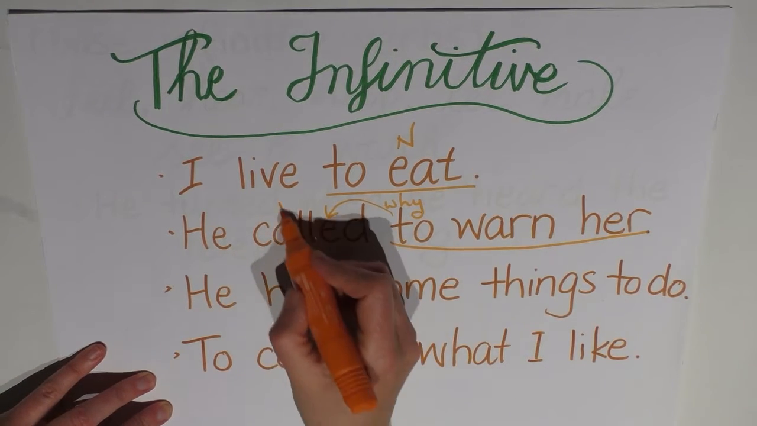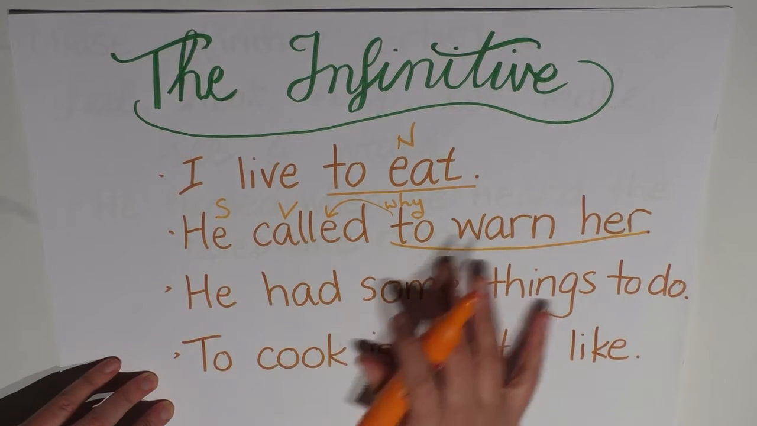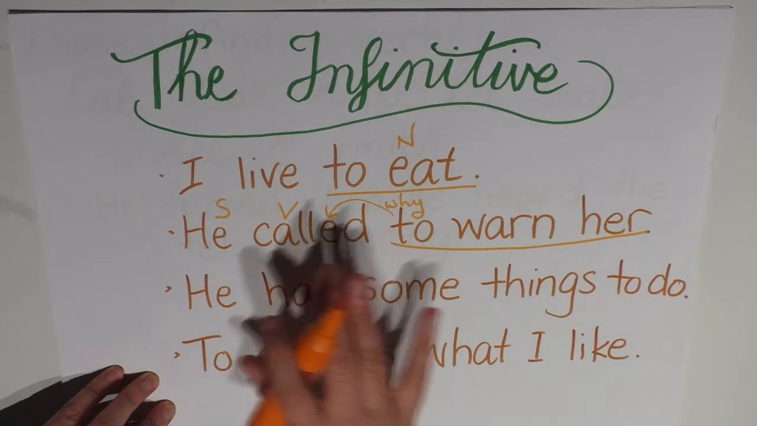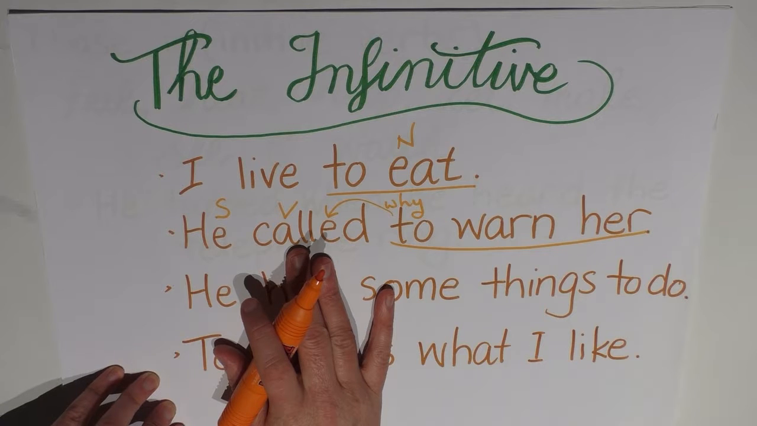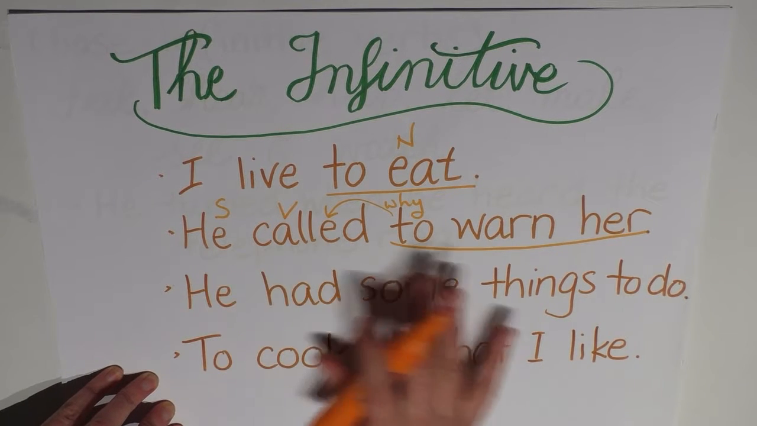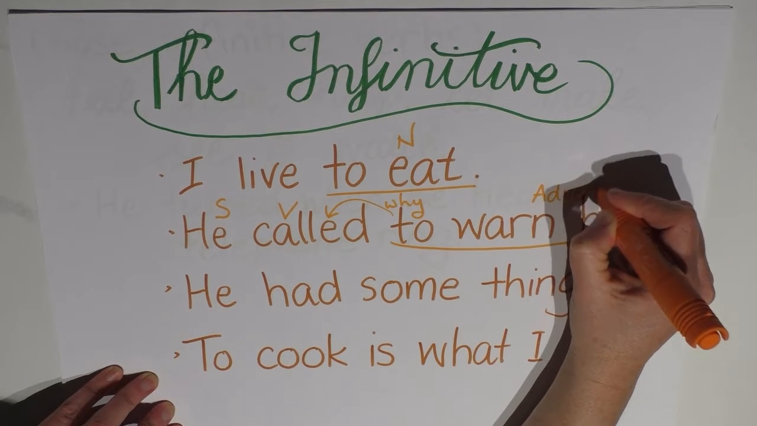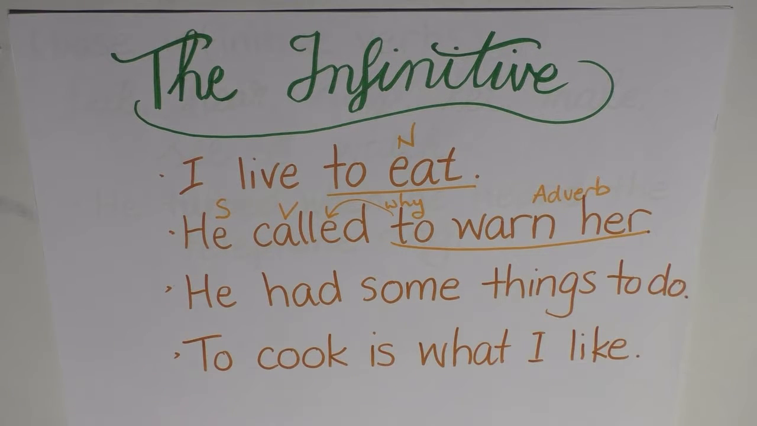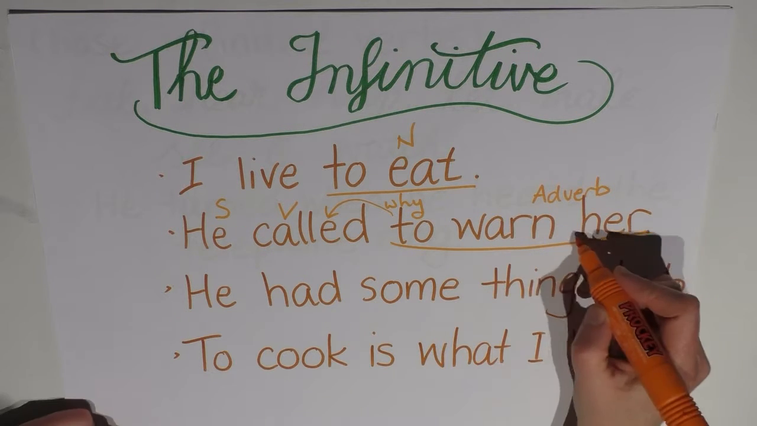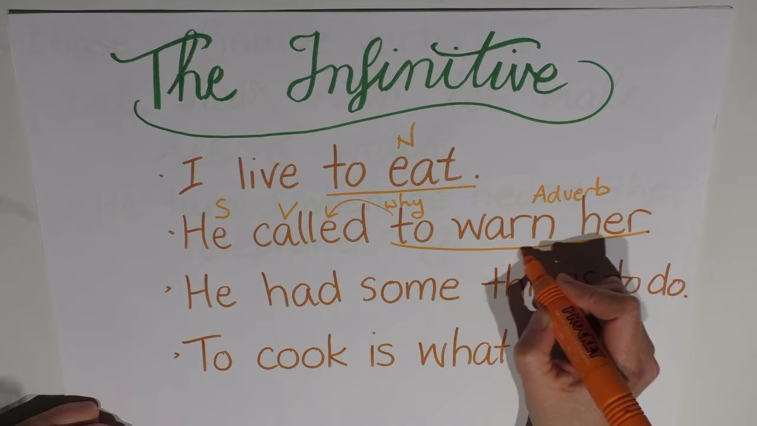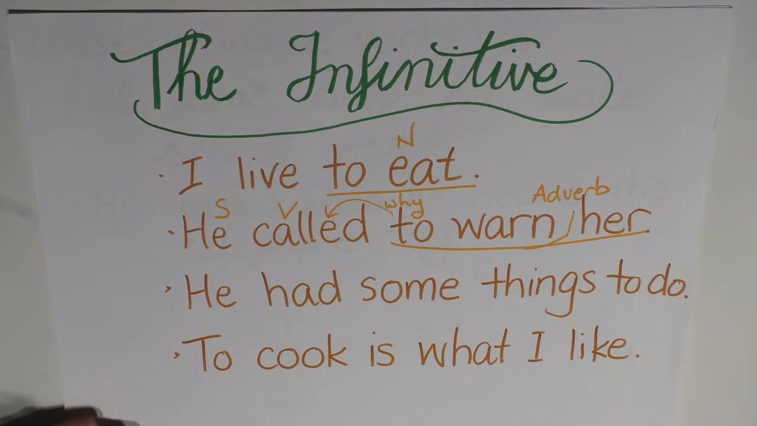So called is the verb, he is the subject, and to warn her is saying why he called her. So therefore, I'm sure that you remember that must be an adverb, because the adverb is giving us information about where or when or why something is happening. So to warn, I shouldn't have really underlined her there, that's not actually part of the adverb. To warn is the adverb there.